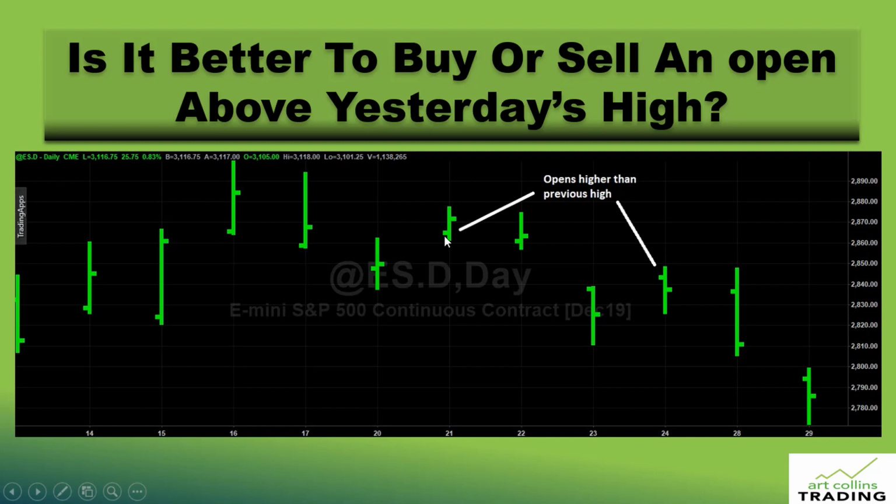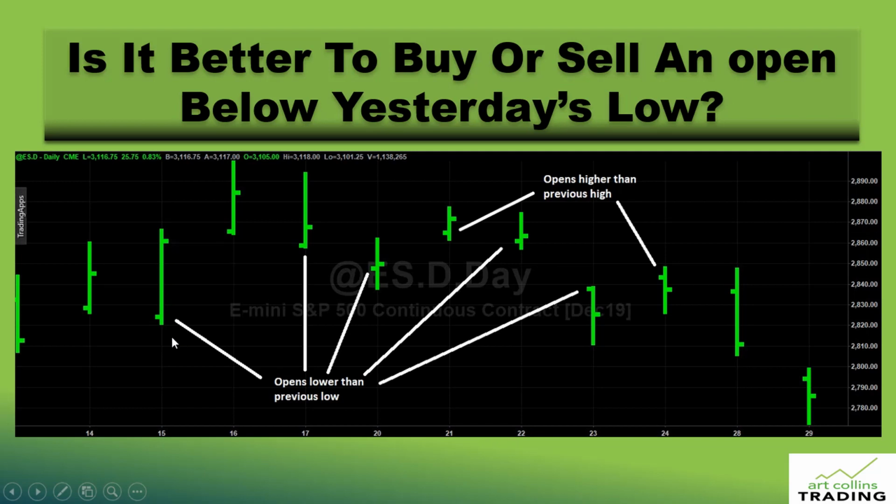We see openings here, a couple that are higher than the previous day session high. Day session being 8:30 a.m. through 3:15 p.m. Central Time. And here we see lower gaps under the previous day's day session low.